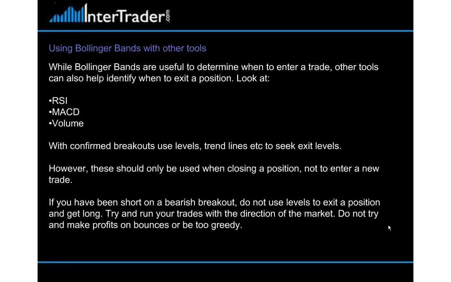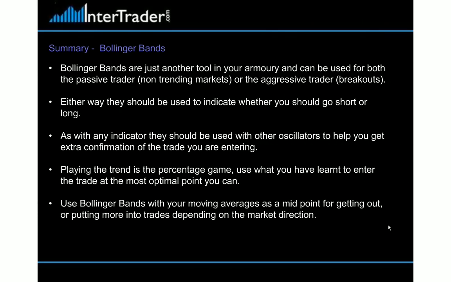So the basic summary is Bollinger Bands are just another tool in your armory. Okay, they've been used for both the passive in non-trending markets or the aggressive for breakout trades. They should be used to indicate whether you should go short or long if you're trading outside of them. Or again, you can use them as parallel points to exit if you're trading around the moving average. They should always be used with another oscillator to get extra confirmation. I told you, MACD, RSI, probably the best ones I would say to use it.